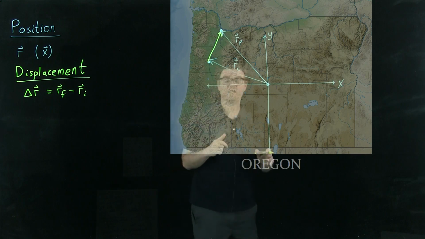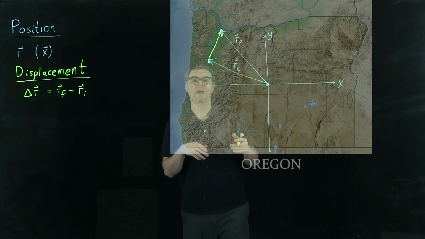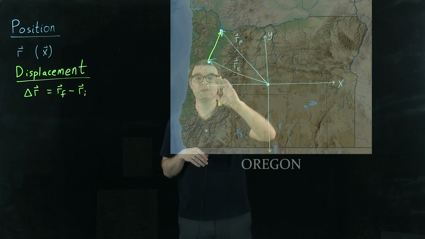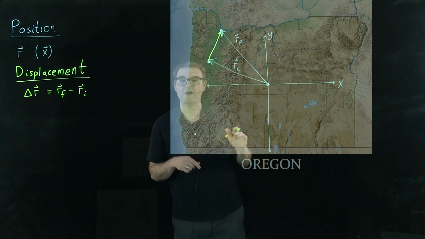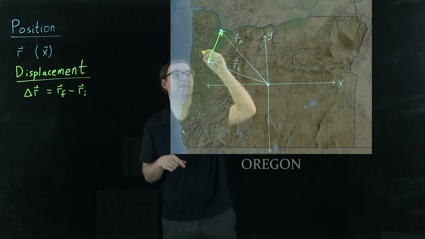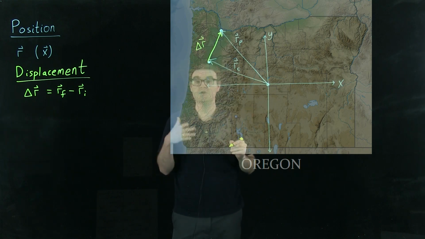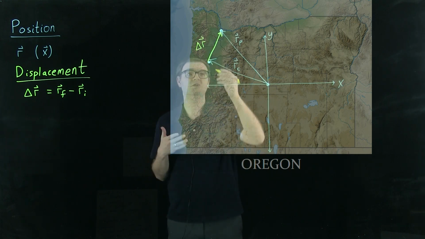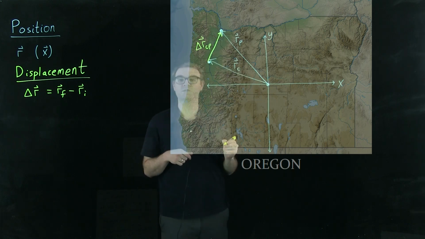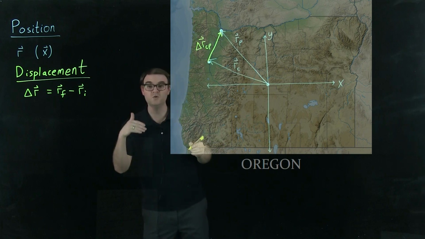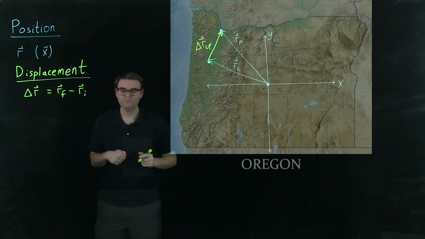The specific instance here, I'm trying to go from Corvallis to Portland. So that means that RC would be my initial vector, RI, and RP would be my final vector, RF. And then this here would be my delta R. And I'll probably just leave this usually as delta R. But you can imagine doing something like delta R CP as subscripts that tell you you're going from Corvallis to Portland. But you don't always have to do something like that.